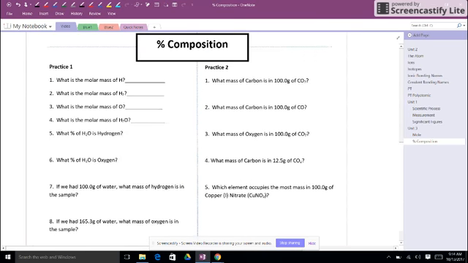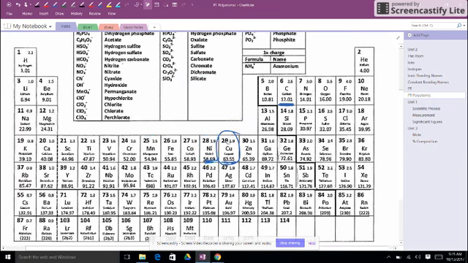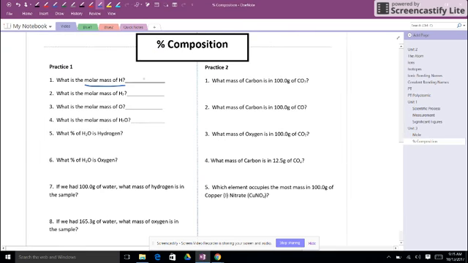So let's look at some of these sample problems here. I'm really trying to work our way up to understanding what this all means. So what is the molar mass of just H? Let's look at our periodic table here. The molar mass of hydrogen is 1.01 grams per mole. What's the molar mass of H2 then? Well, I would just double that value, 2.02 grams per mole.